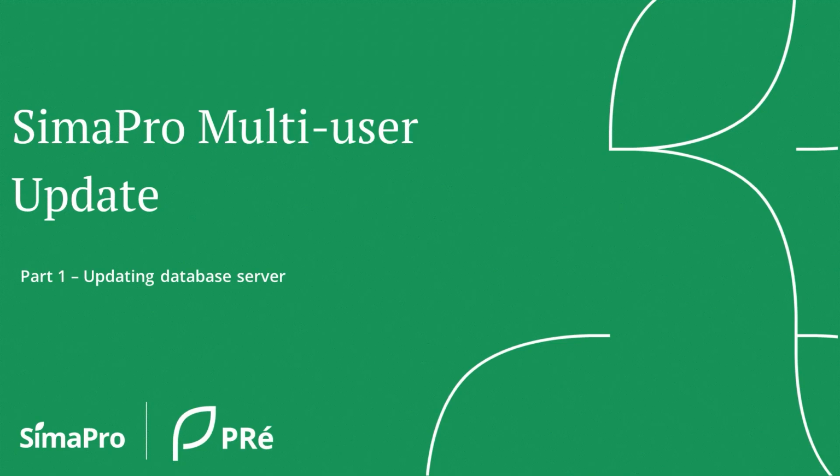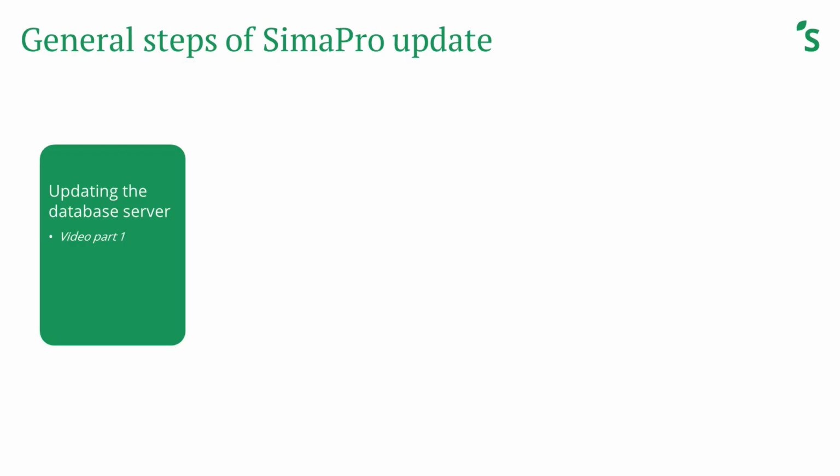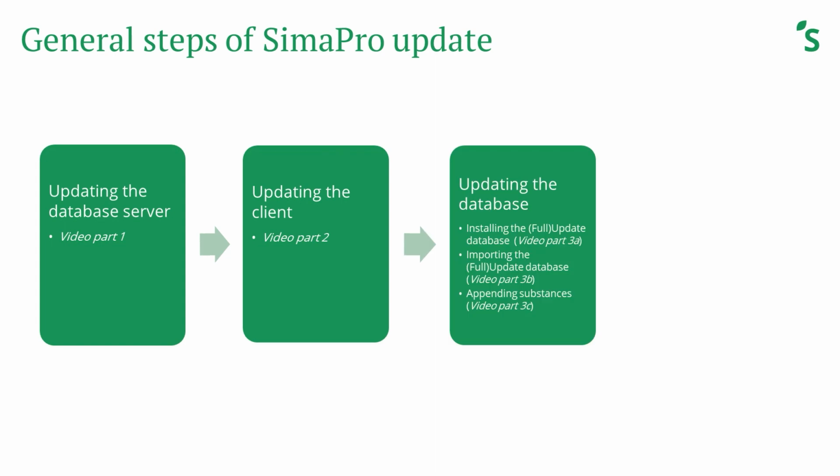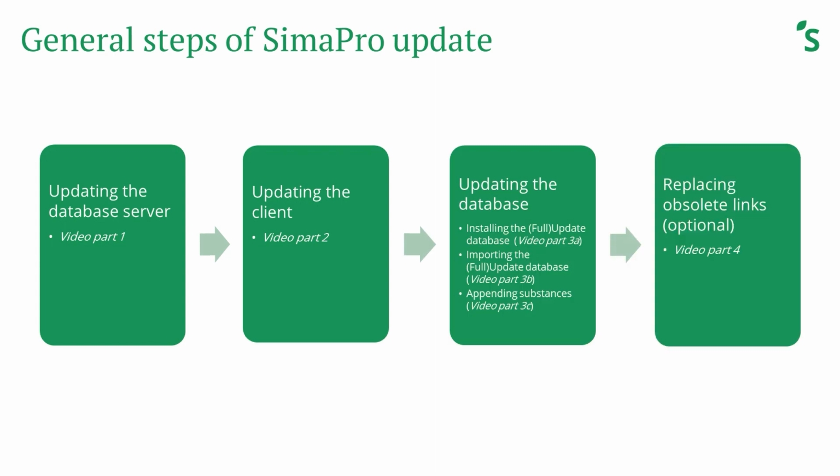In this video, the step-by-step to update SimaPro multi-user will be explained. The whole updating process consists of three main steps. First is updating the database server, second is updating the SimaPro client, and finally updating the database. The last step to replace obsolete links is considered optional but recommended. Only when all of these actions have been executed, you have performed the complete update of SimaPro multi-user.